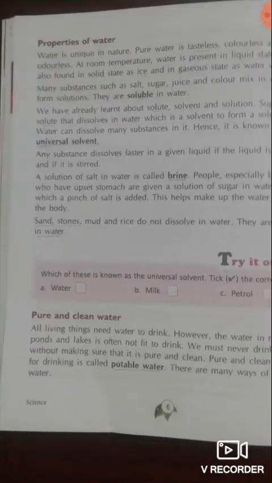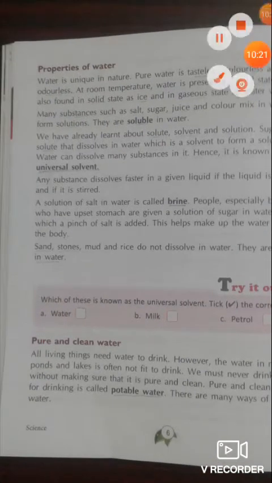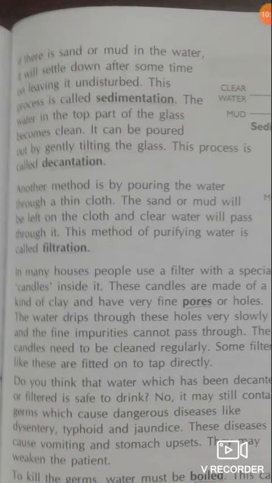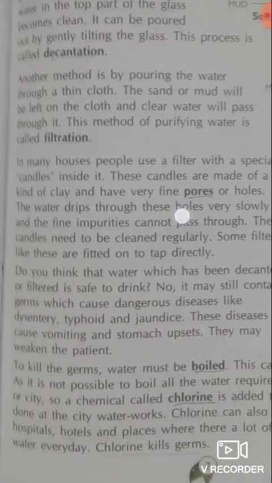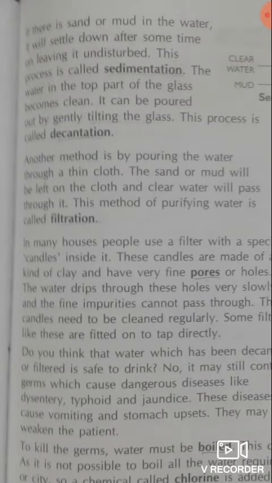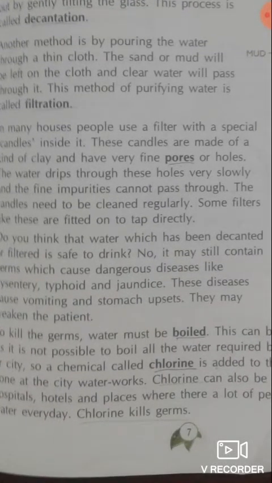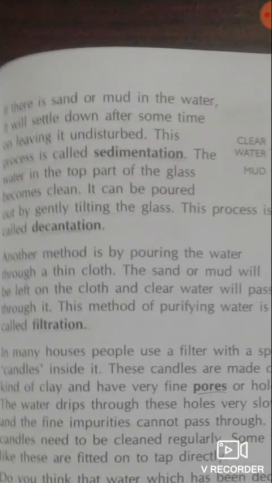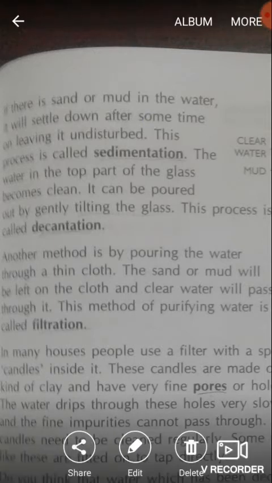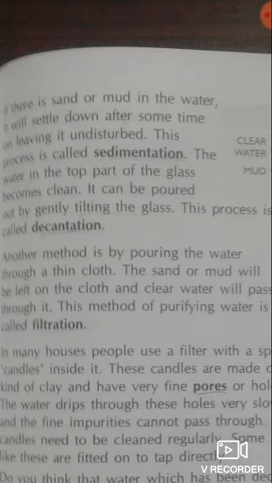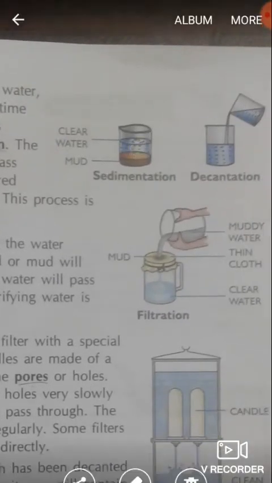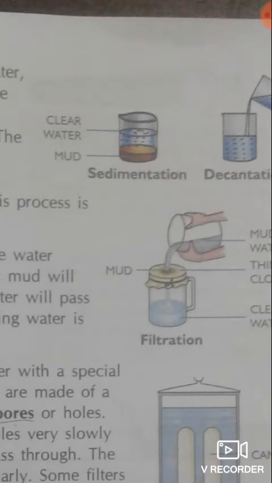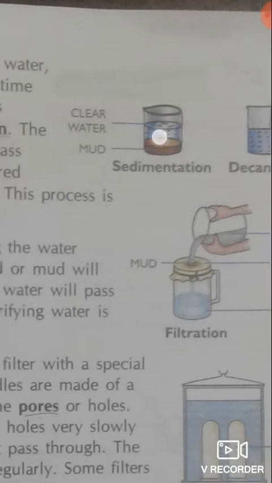There are so many ways of purifying water. Some methods are given here: sedimentation, decantation, filtration. Next again, boiling and using chlorine. So what is sedimentation? If there is sand or mud in water, it will settle down after some time on leaving it undisturbed, and this process is called sedimentation. The picture shows clear water on top and mud at the bottom. It is called sedimentation, settling down.